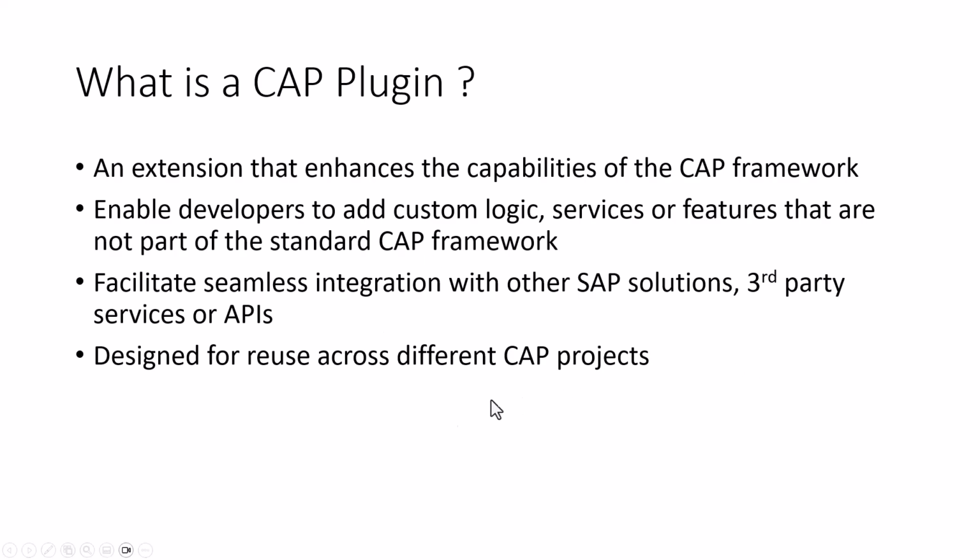Now, what this also allows us to do is reuse these plugins across different CAP projects. So if you have a certain functionality within your enterprise that you need to use in various other CAP projects, then you can design it as a CAP plugin and use it across those projects. One of the advantages of doing it that way is that if you have to make changes, you only have to make changes to the CAP plugin. But if you had to copy the code over to all the various other CAP applications, then you would have to make changes everywhere.